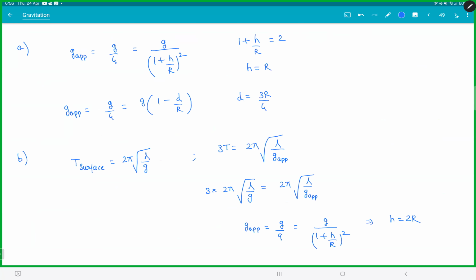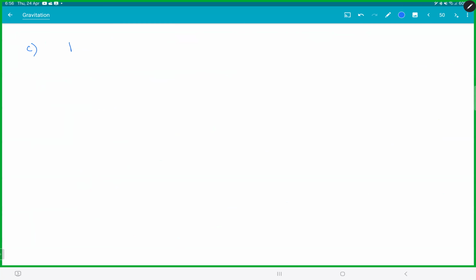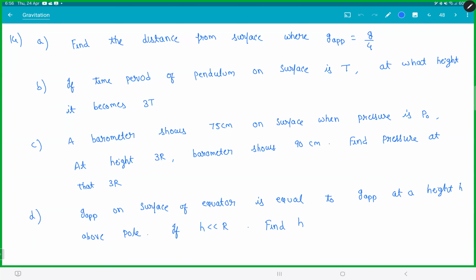Look at the third one. Do you guys remember the barometer formula? Height of the barometer is given by pressure by rho G. P is equal to rho G H, isn't it? This was the formula, the height of a barometer. So when you put a barometer there, initially this height was how much? 75 centimeters when pressure was P naught.